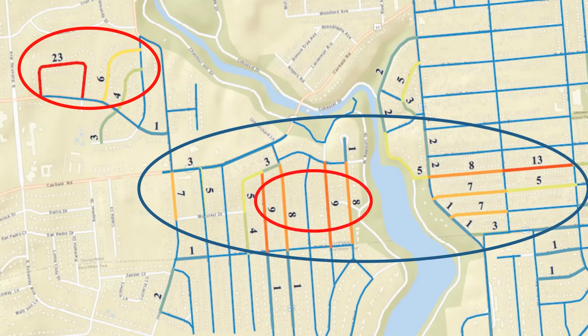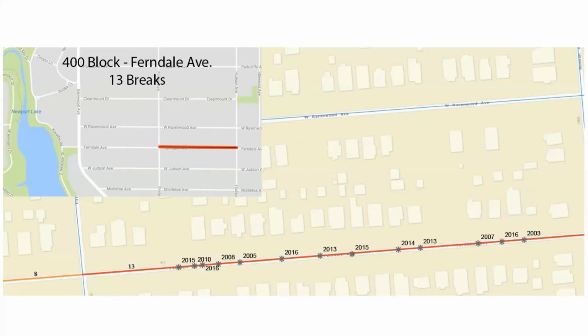The other nice thing about GIS is you can track things over time. So this is one of those specific blocks. It's Ferndale Avenue. And when we were looking at the break data, we realized that in the early 2000s, there was about one break every 2 years. And by 2016, there were about 3 breaks a year on this segment. So again, we were able to see not only is this a break prone area, but the frequency of breaks is increasing. So this is obviously a focus for replacement.